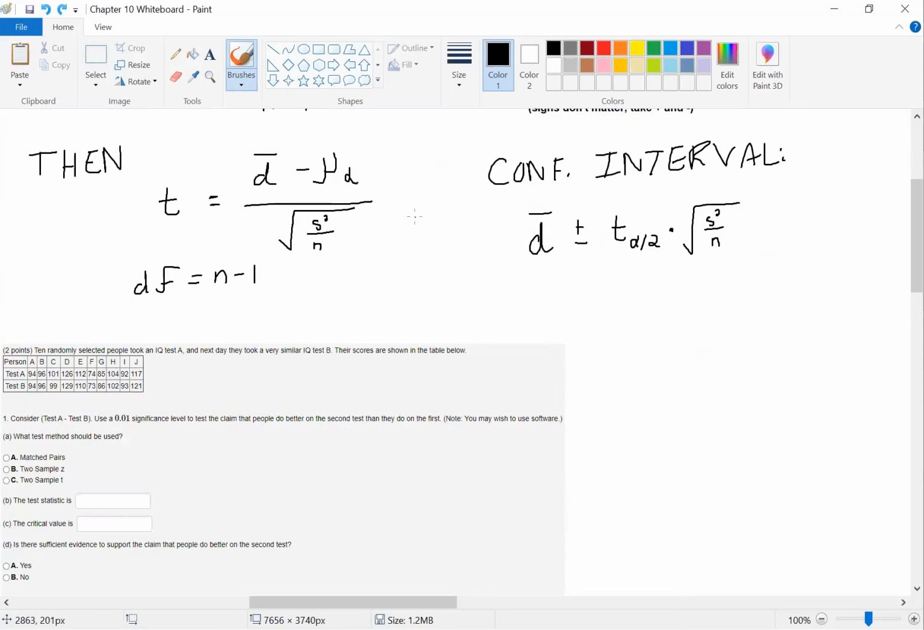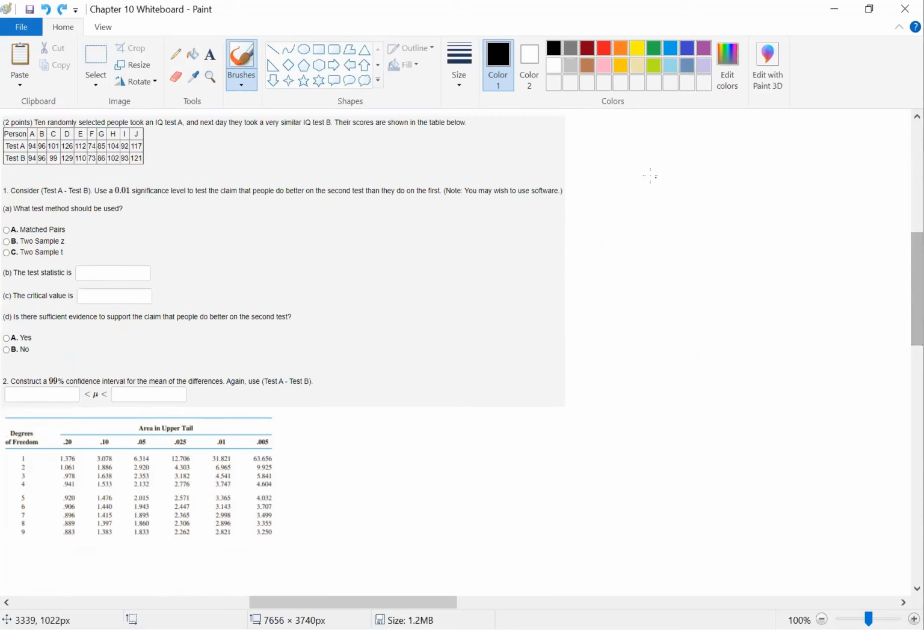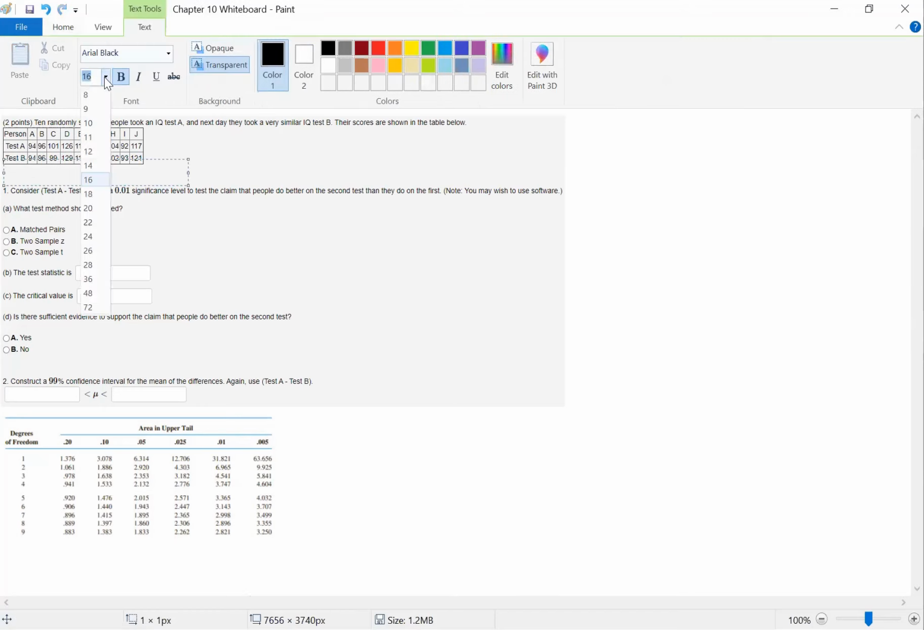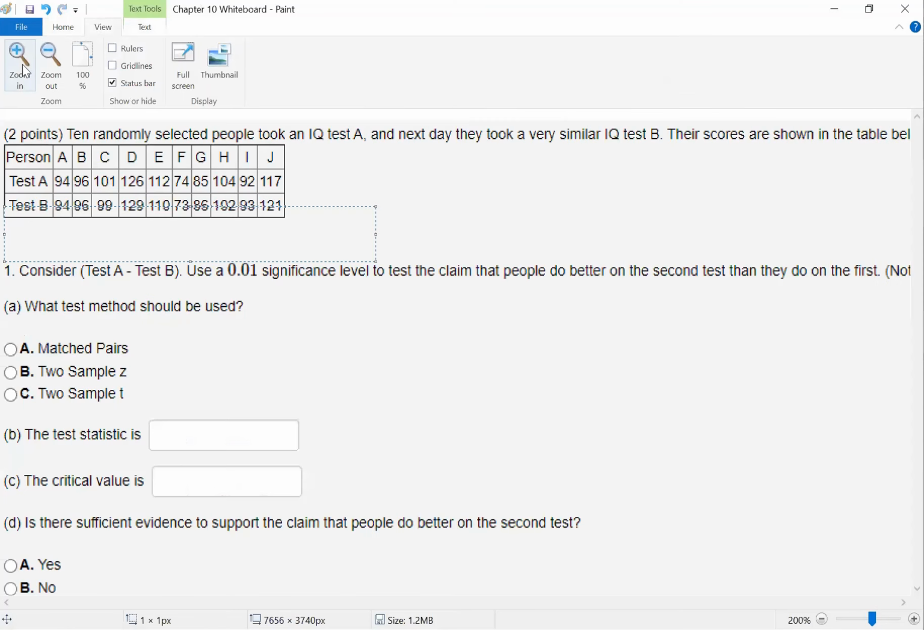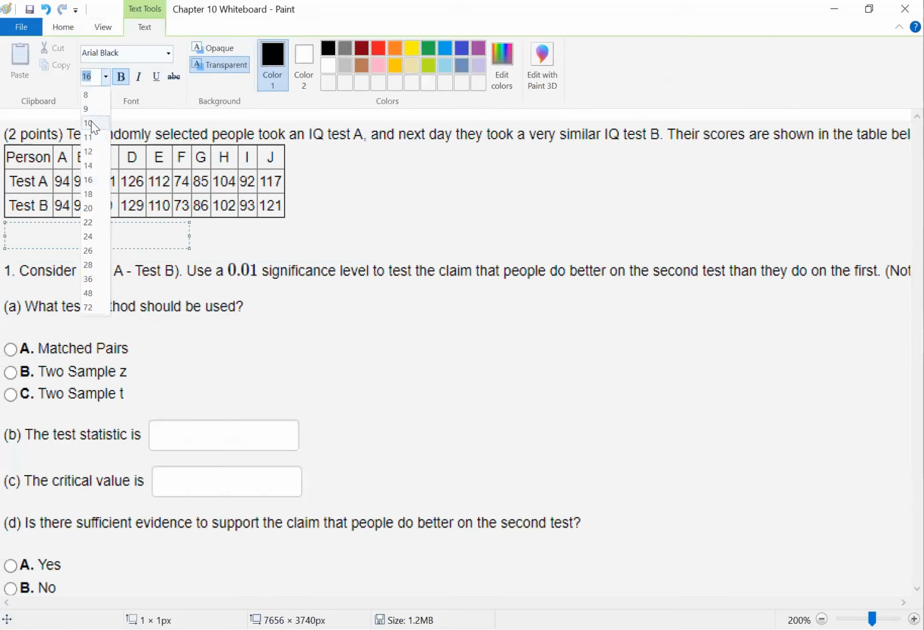All right, let's go to our example. 10 people do an IQ test. We have their scores, and we want to see whether or not they do better on one than the other. So before we can even do the test, we have to get our data. So we need our differences. So I'm going to make this text. Here, let me zoom in, make it easier. That's too big. Let's make that smaller. There we go. Let's make this maybe sample size 10. This will be all differences.